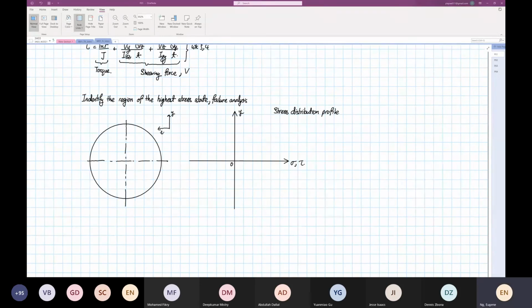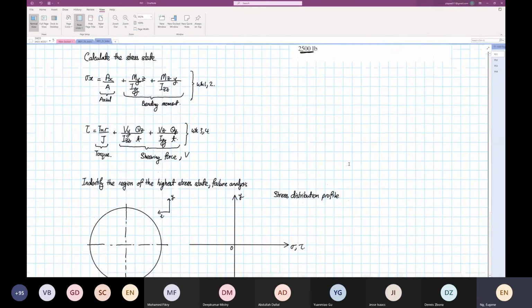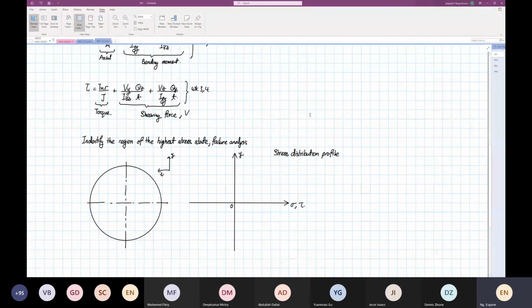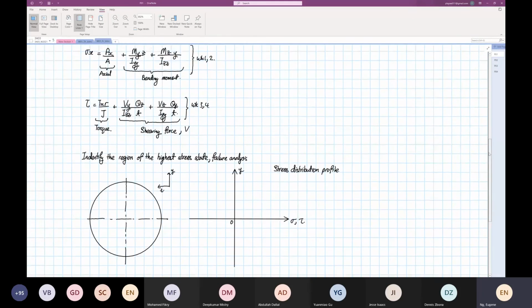Okay, so the first one I'm going to deal with, I'm going to move this so you can see the formula also. We are going to look at P over A first. Now, P over A is so straightforward. It is constant throughout the cross section.